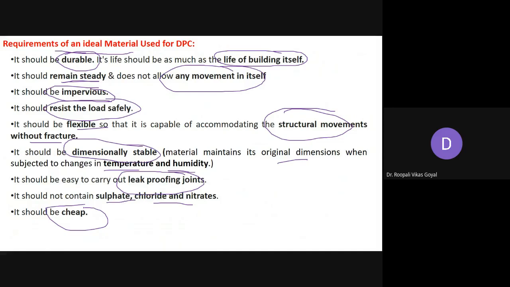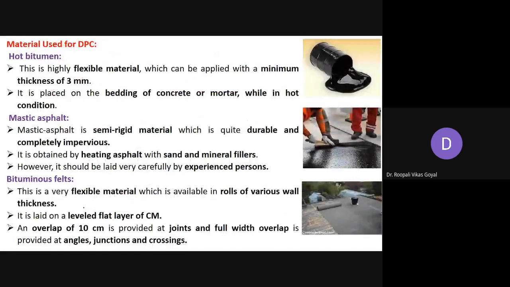So now we see which are the different materials that can be utilized as a damp proof course. So these are the materials which are widely used as DPC. So first is hot bitumen. So डामर જેને આપણે કહીએ છીએ. So it's a highly flexible material and which can be applied with a minimum thickness of 3 mm. 3 mm का layer अगर आपने कर दिया, so it will act as a DPC. And generally it is placed on the bedding of concrete or mortar.